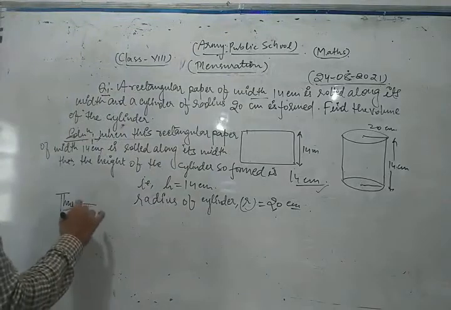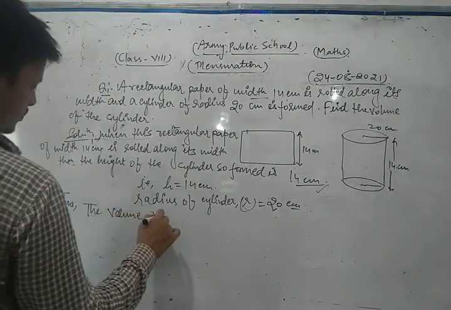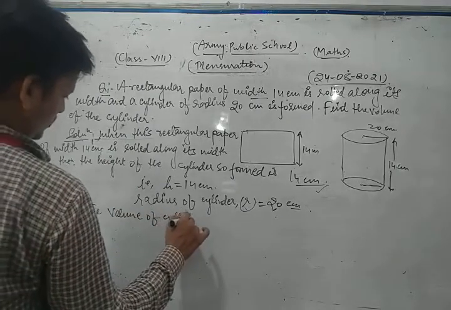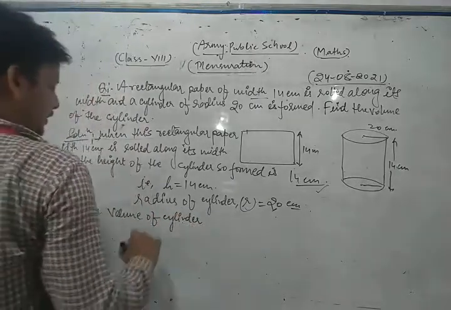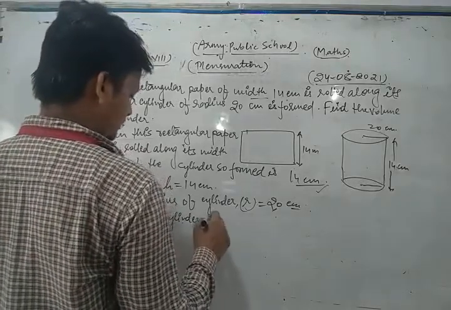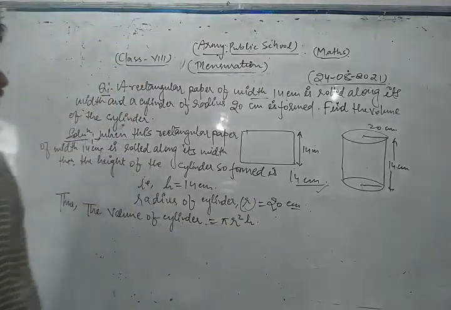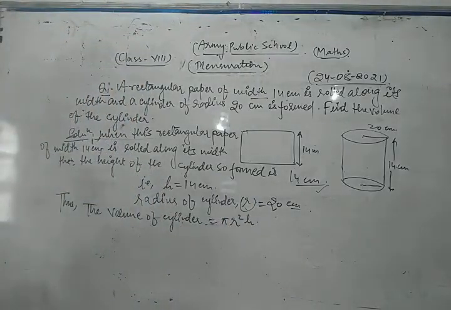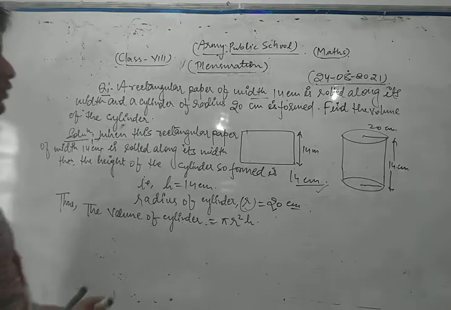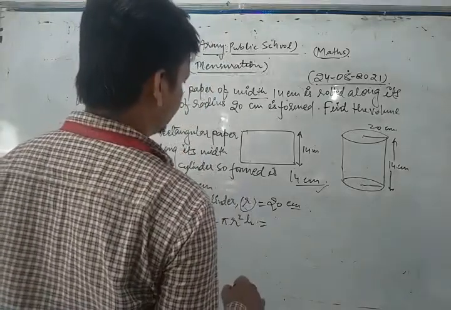Thus, the volume of cylinder is pi r square into h. The volume of cylinder is what? Pi r square into h. That is, pi is what? The value of pi taken as 22/7.